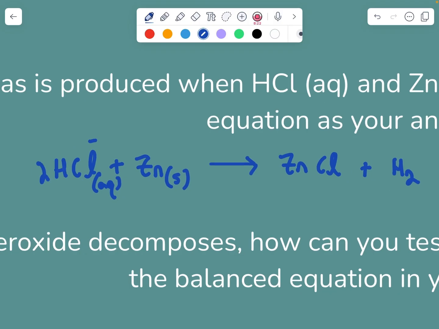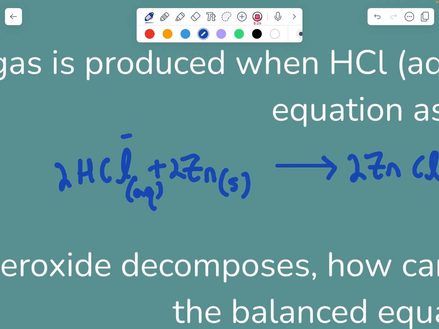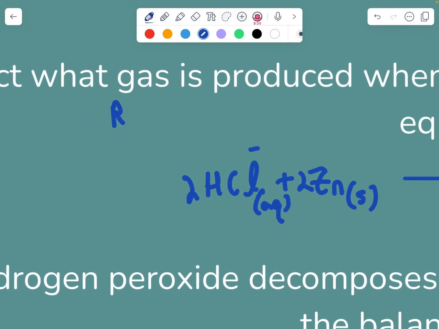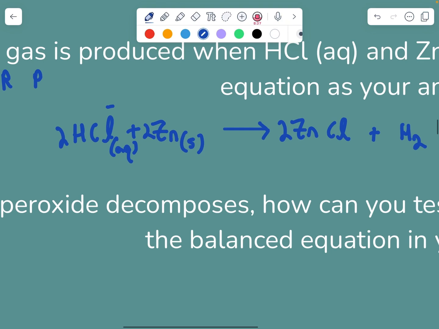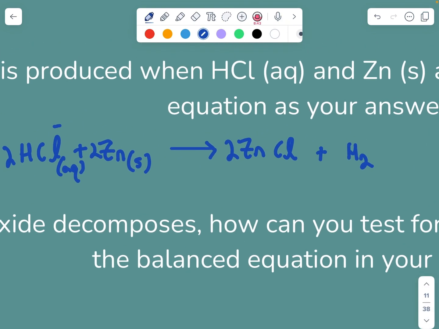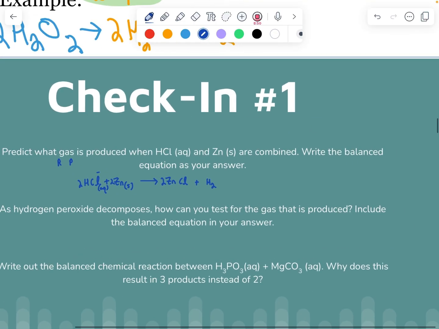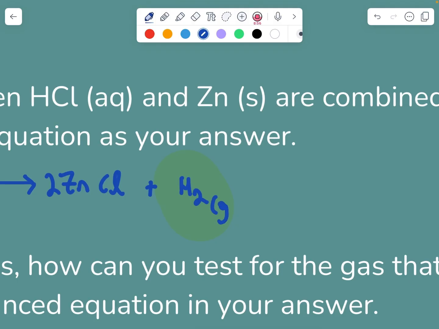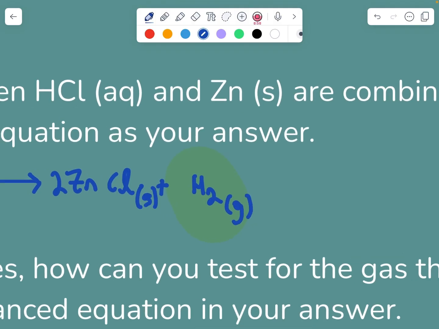That makes it 2 chlorine, so I'll have to put a 2 in front of this HCl, and then we only have one zinc over here, so we're just going to put the 2 over there. And if this was a more complicated one, I'd do a reactants and products chart, but since we only have 3 species here, it's pretty simple. So we'll check to make sure. We have 2 hydrogens on this side, 2 hydrogens on that side, 2 chlorines on both sides, so we're good. And then predict what gas is produced. We'll just highlight and say H2, and we'll notate that by saying we're in the gas phase, and this will be a solid, and we'll talk about how we know that's a solid again in the next video.